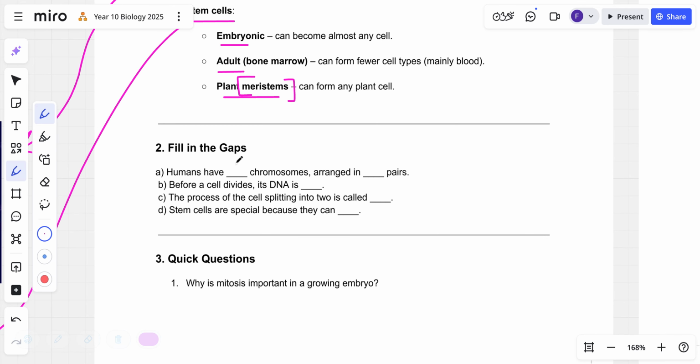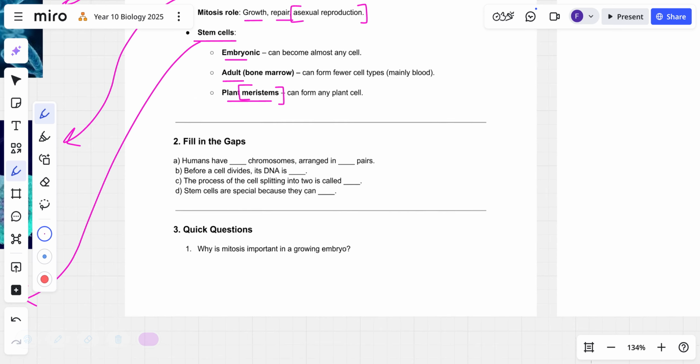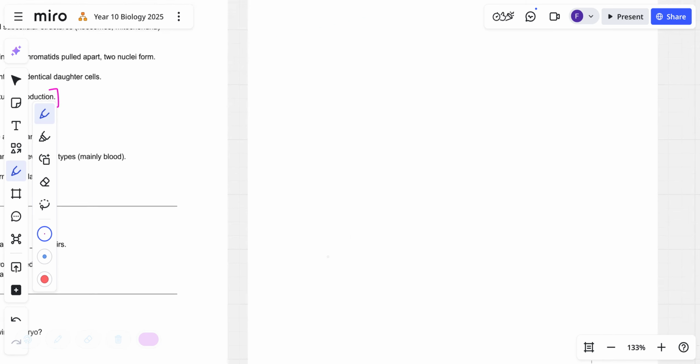Humans have 46 chromosomes arranged in 23 pairs. Before a cell divides, its DNA is replicated, copied, doubled. Any kind of language there will do. The process of the cell splitting into two is called cytokinesis. That's the very last part where they're split. Stem cells are special because they can change into anything. Why is mitosis important for a growing embryo? So it can get bigger.